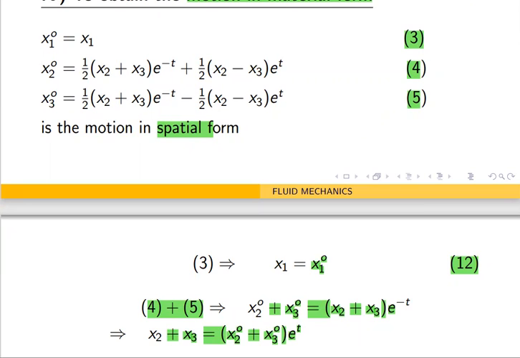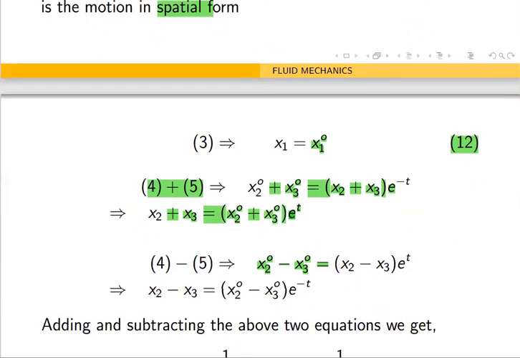What is happening to this e power minus t? It has come here as e power t. Then again subtract 4 minus 5, you get this. We'll subtract 4 minus 5, we get this. And again, this e power t was there. Now we'll just shift that side, so you're going to get xi in terms of xi naughts and t.